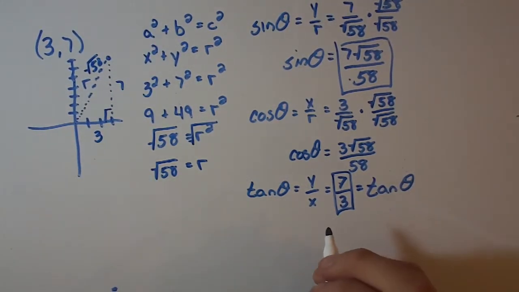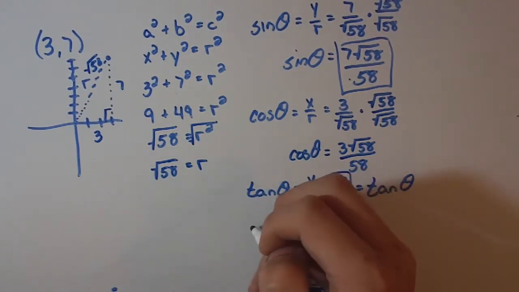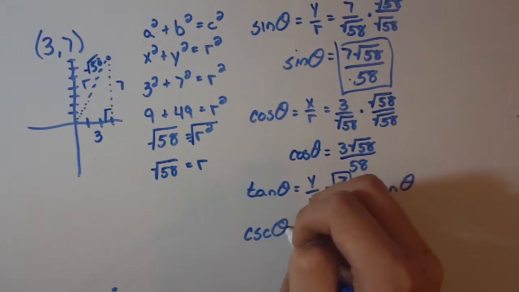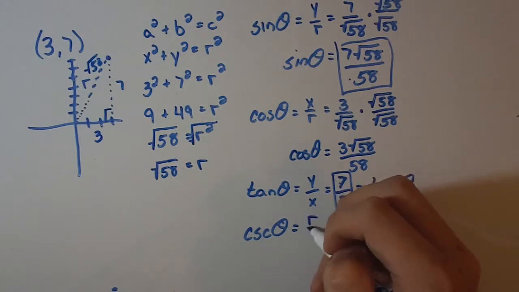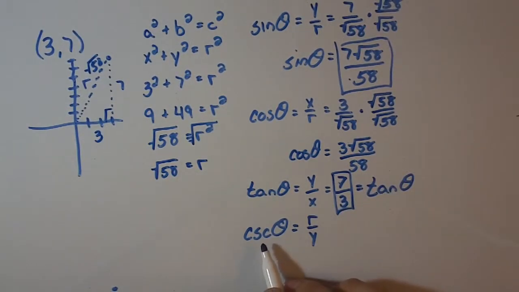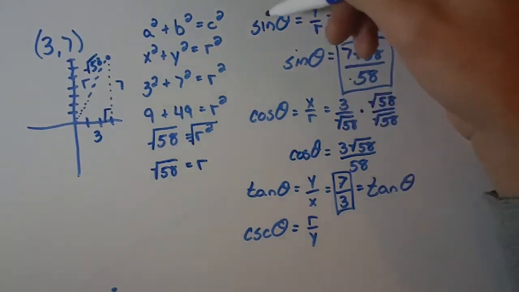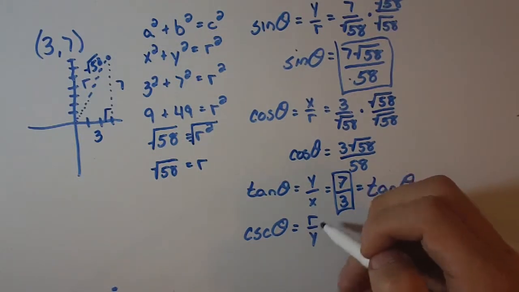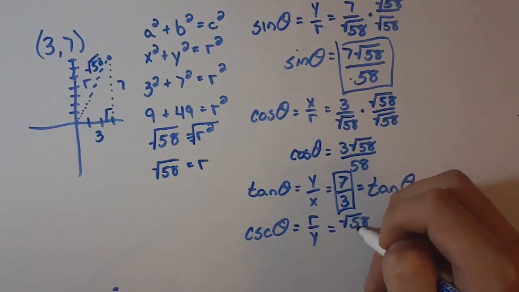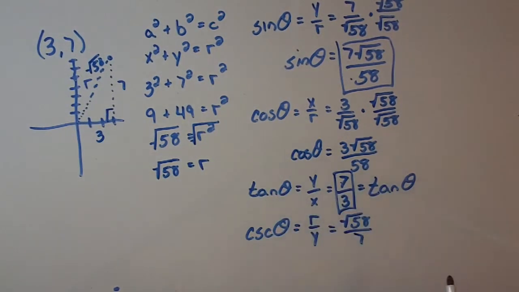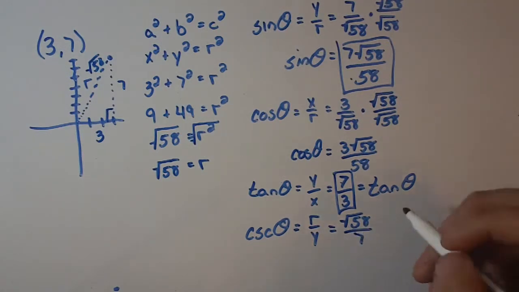Next up was cosecant of theta. Now cosecant was defined as r over y, because cosecant is the reciprocal of sine theta. So y over r flipped: our r value was square root of 58, and our y value was 7. And notice here, we don't have a radical in the denominator, we just have the 7. These can't simplify any further, so that is our final answer.